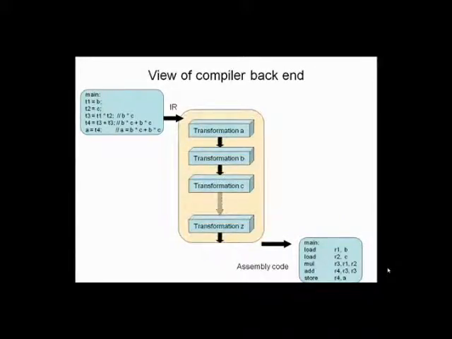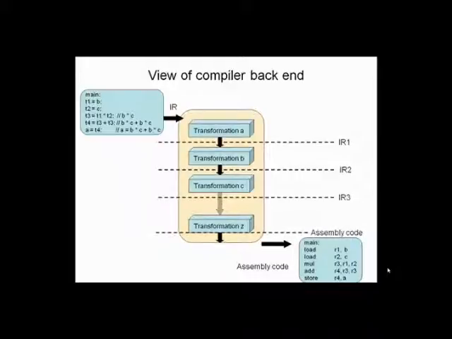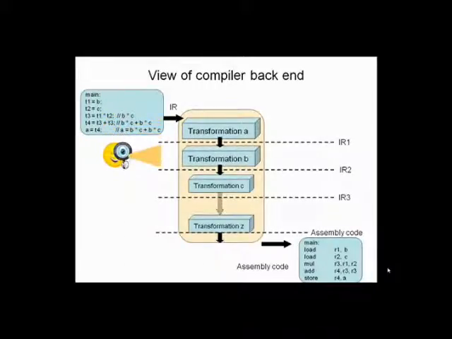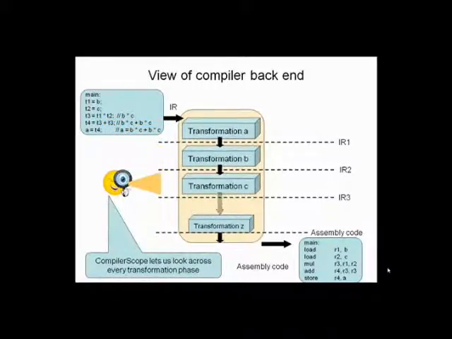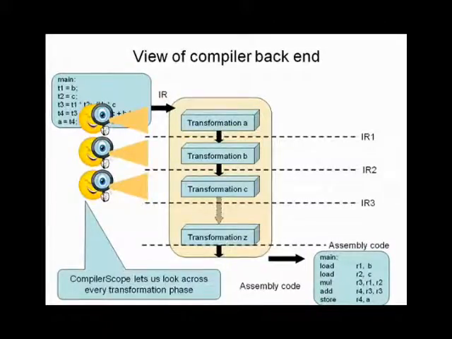Inside the backend, the IR undergoes a series of transformations. Each transformation changes the IR to some extent. The gradual series of transformations together result in the translation from IR to low-level language such as assembly code. CompilerScope helps you to look across each transformation phase. It helps you to see the IR before and after the phase. A transformation can also be an optimizing transformation which optimizes the IR so that the program runs faster. We'll use CompilerScope to learn some of the optimizations.